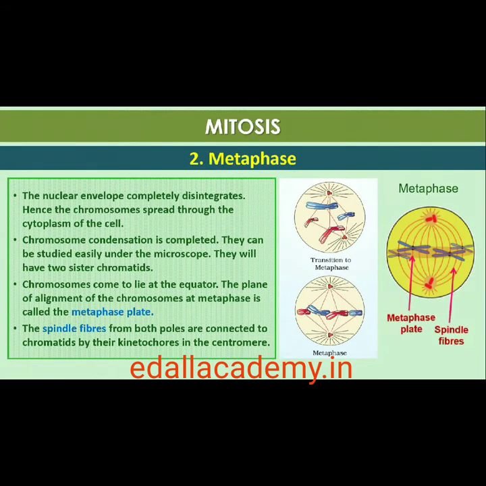Hence, the metaphase is characterized by all the chromosomes coming to lie at the equator with 1 chromatid of each chromosome connected by its kinetochore to spindle fibers from one pole and its sister chromatid connected by its kinetochore to spindle fibers from the opposite pole. The plane of alignment of the chromosomes at metaphase is referred to as the metaphase plate. The key features of metaphase are: spindle fibers attached to kinetochores of chromosomes. Chromosomes are moved to spindle equator and get aligned along metaphase plate through spindle fibers to both poles.